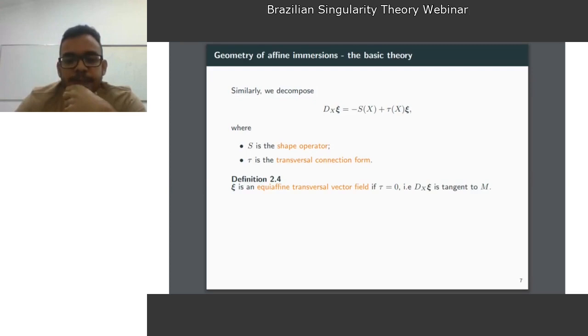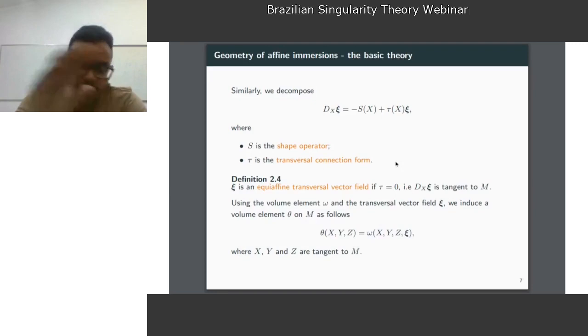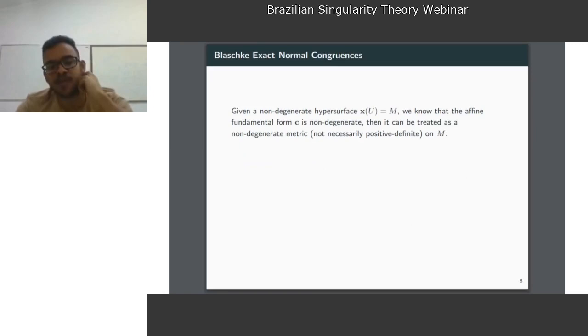And at last, using the volume element in R4, we can induce a volume element on M, like this. So we take that theta(X, Y, Z) equals omega(X, Y, Z, and xi on the fourth coordinate). And okay, since we have all this, we are now able to define what is the Blaschke vector field or the affine normal vector field of a non-degenerate hypersurface.